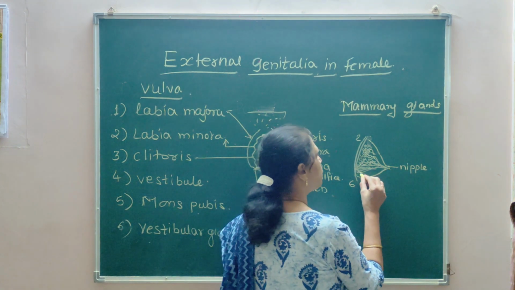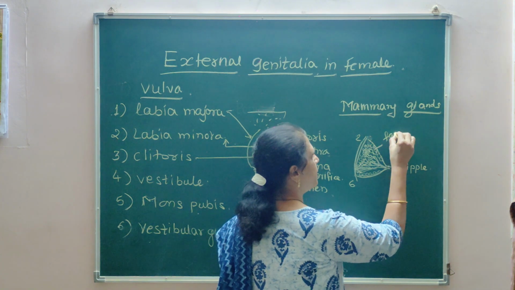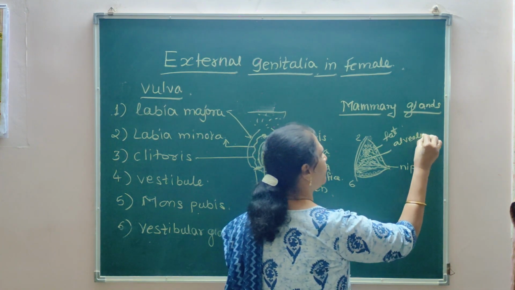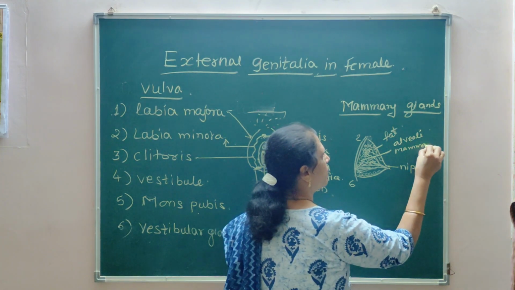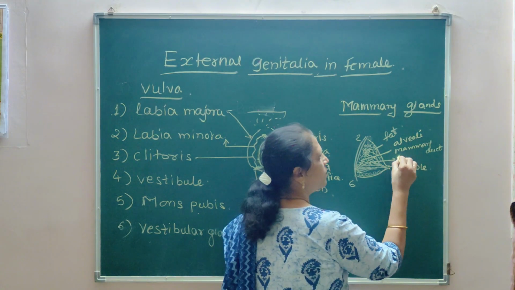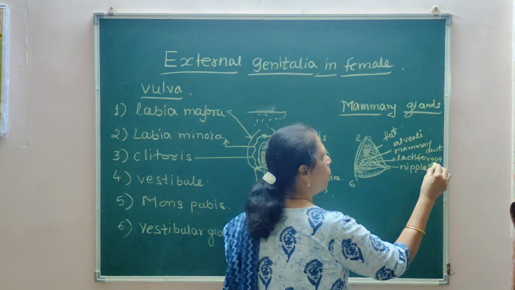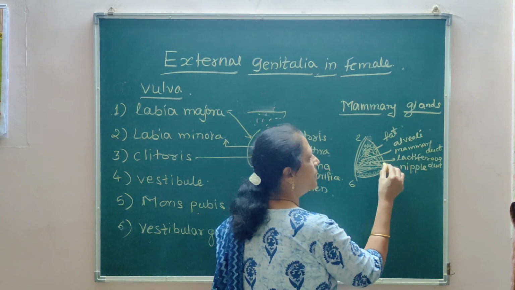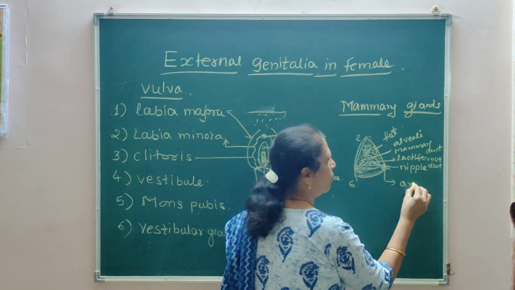So this is the structure of the mammary gland. There is a lot of fat or fatty tissue. It contains alveoli, then mammary ducts. The many mammary ducts connect together to form the lactiferous duct, and this lactiferous duct opens at a single opening called the nipple, and the nipple is surrounded by a brownish colored structure called the areola.